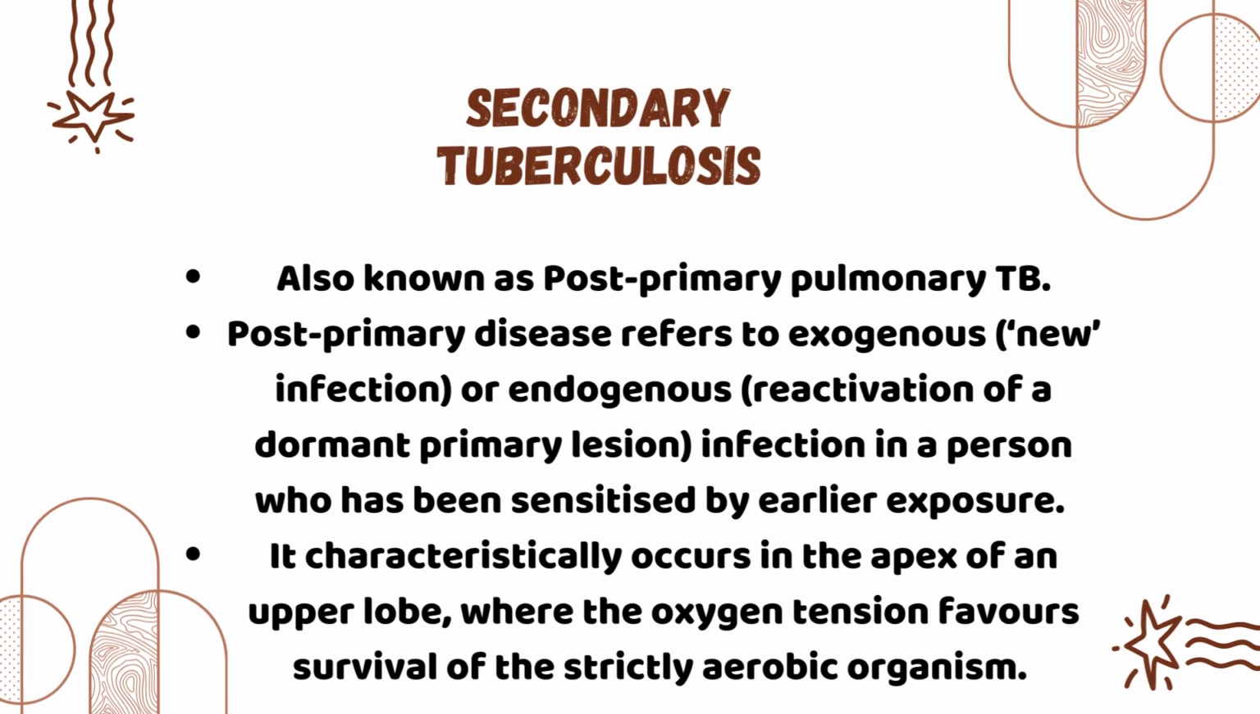Also known as post-primary pulmonary TB. Post-primary disease refers to exogenous, new infection, or endogenous, reactivation of a dormant primary lesion, infection in a person who has been sensitized by earlier exposure. It characteristically occurs in the apex of an upper lobe, where the oxygen tension favors survival of the strictly aerobic organism.